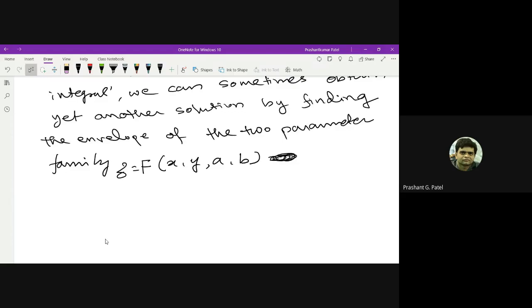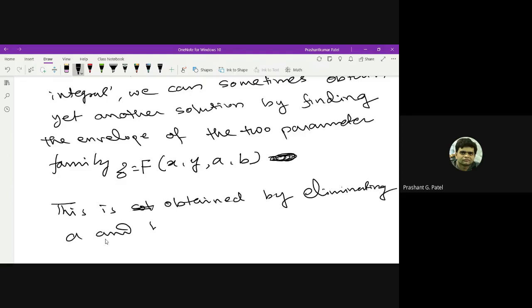So Z is equal to this. This is obtained by eliminating A and B from the equation. So we'll eliminate this A and B from the equation using the three equations as we did in my previous video lecture, in which we did the same kind of thing.